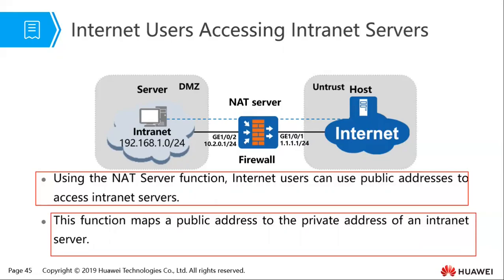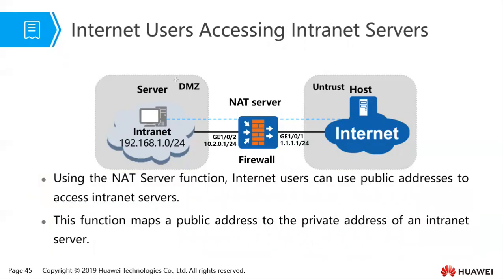So again here, as we said, the server has to be placed on the DMZ. In your intranet, your server will have a private address. But now, for people to be able to access it from the internet, it must be associated with a public address. So that particular mapping will be configured on the firewall.